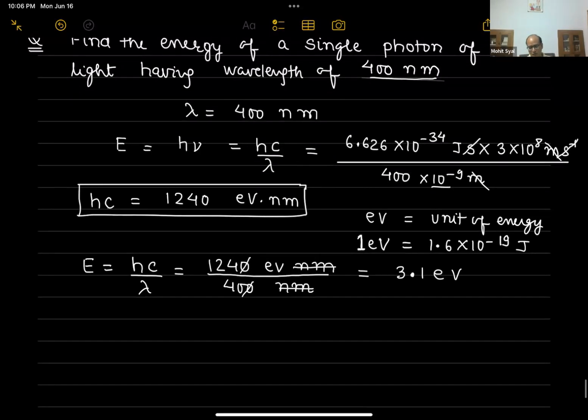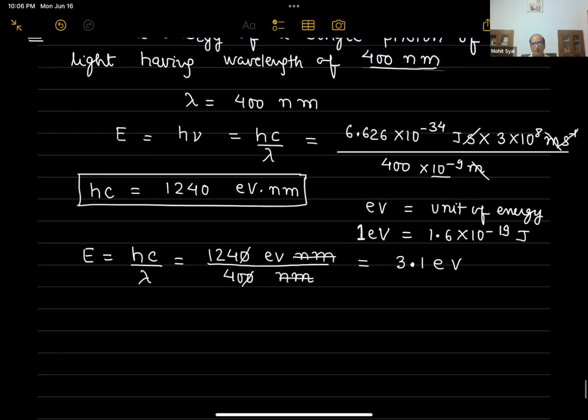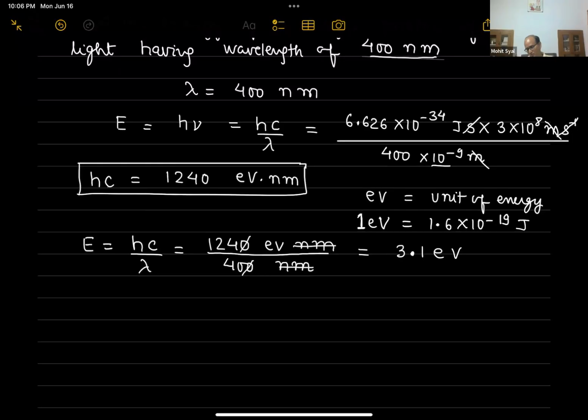Yes. Use this 1240 electron volt nanometer, but if you are using it, put the wavelength in nanometer. Very important. Don't put the wavelength in meters and all. That will go wrong, because in the numerator you have nanometer, so the wavelength in the denominator should also be in nanometer. Got it? Is it clear? So this is the energy of a single photon of violet light. Very small energy, right?